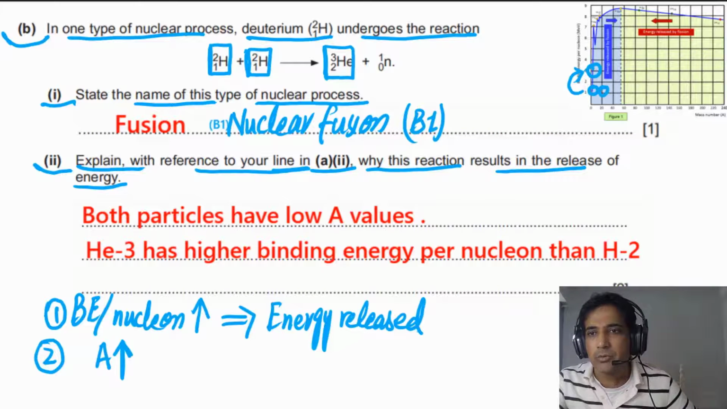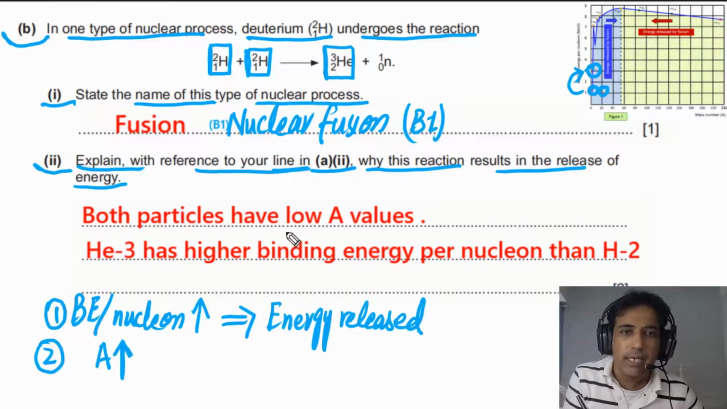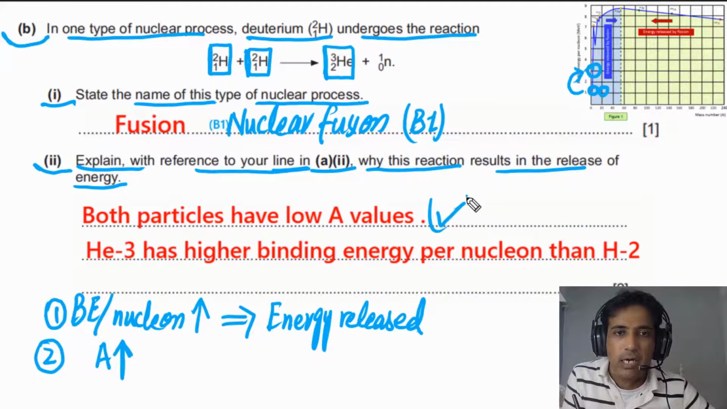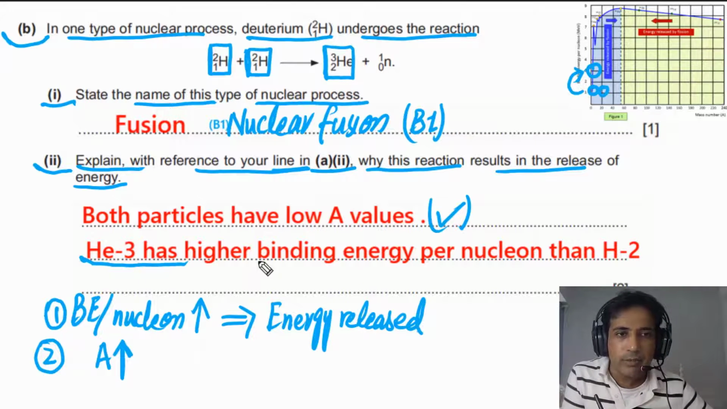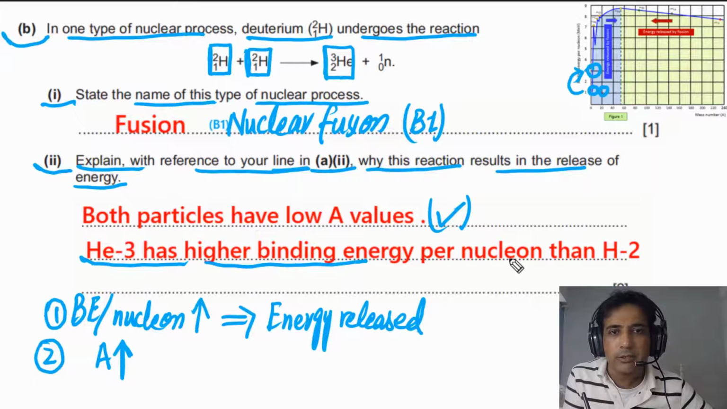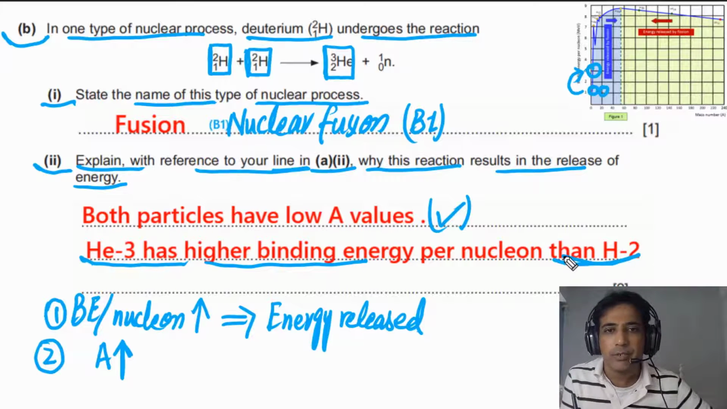This is how you can write down your final answer. You can say both particles have low A values, or simply you can say helium nucleus has higher mass number. Then you can write down helium has higher binding energy per nucleon than deuterium. So in this case, energy has to be released.